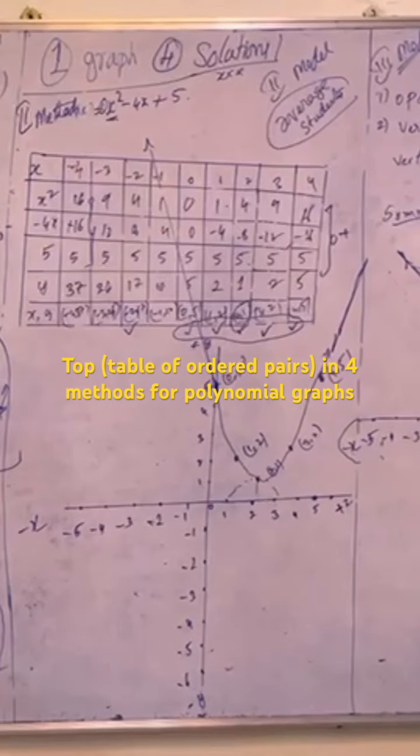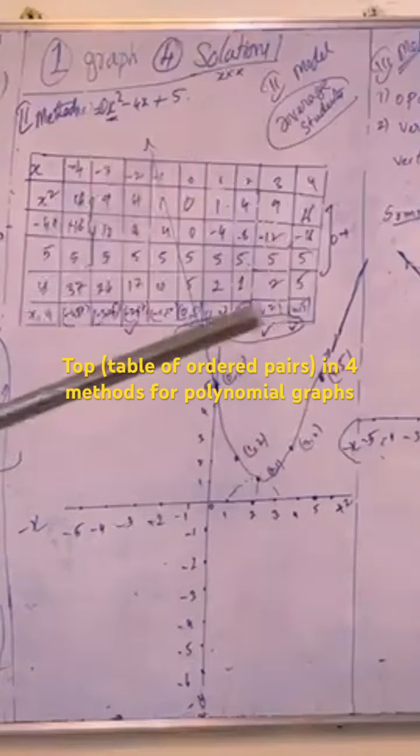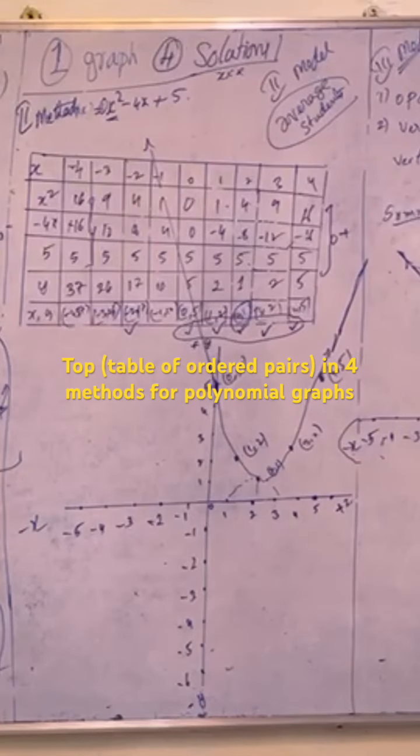Top, table of ordered pairs, in four methods for polynomial graphs. 4x plus 5. Here, after getting factors x minus 5, x plus 1, we got the zeros: the minus 5 will become 5, and the plus 1 will become minus 1. Those are the zeros of this equation.